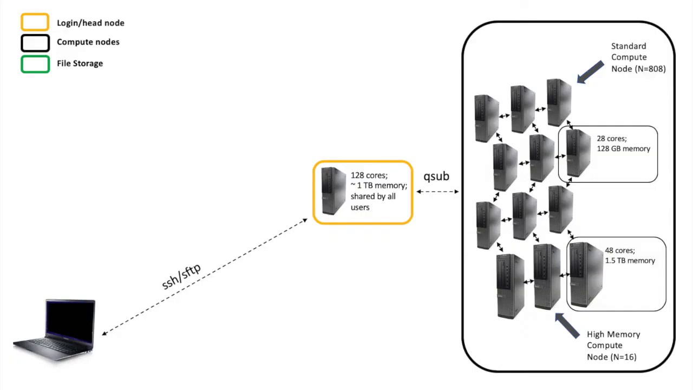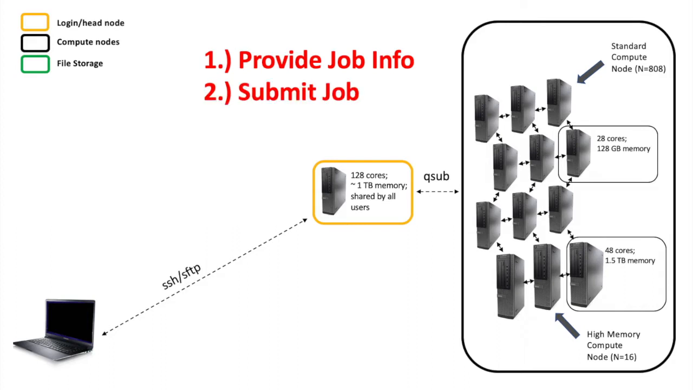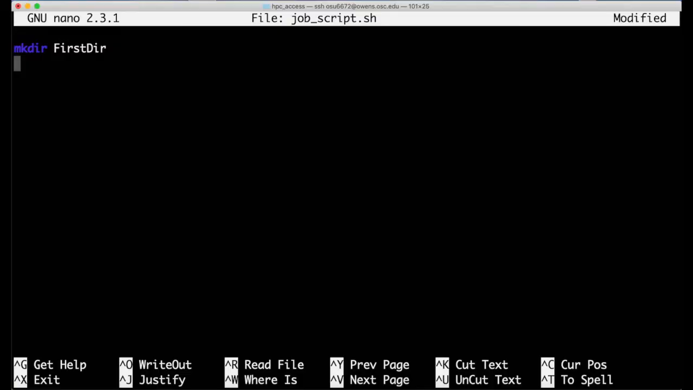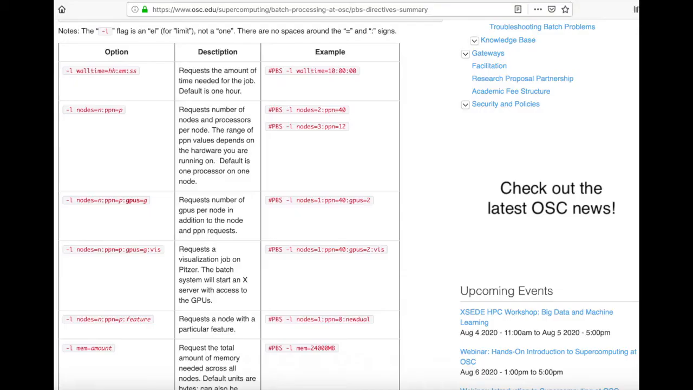So, let's try this again, but run it on the compute cluster. There are two main things we need to do. First, we need to provide the information the scheduling software needs. And second, we need to submit the job request. With PBS, the job information is defined with PBS directives at the top of the script, which I've reopened here to edit. It should be fairly easy to search online for PBS directives and get information on how to specify these. OSC's help includes a page that lists each one.